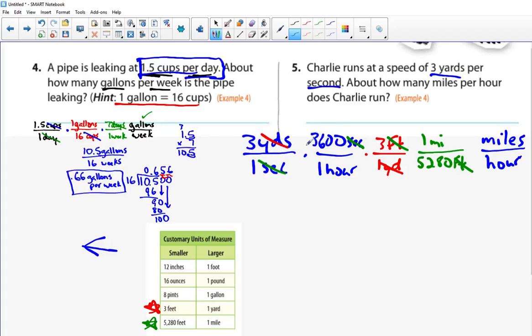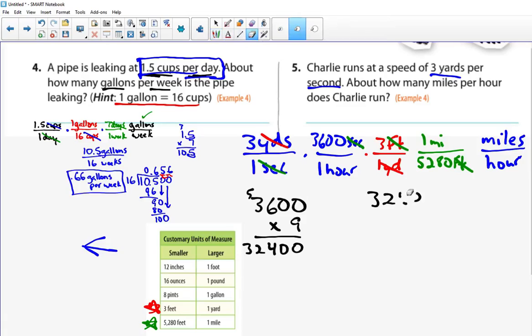So we have 3 times 3600 times 3. So I'm going to be a little lazy, and I'm going to multiply my little numbers first. 3 times 3 is 9, and then I have 3600 times 9. So that's 0, 0, 6 times 9 is 54. 27 times 5 is 32. So we have 32,400. Oh boy. Whoops, that's the wrong number. 400.